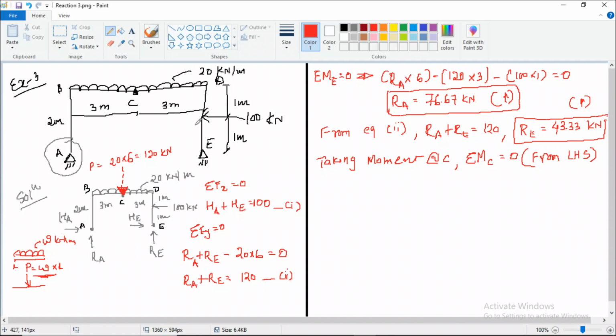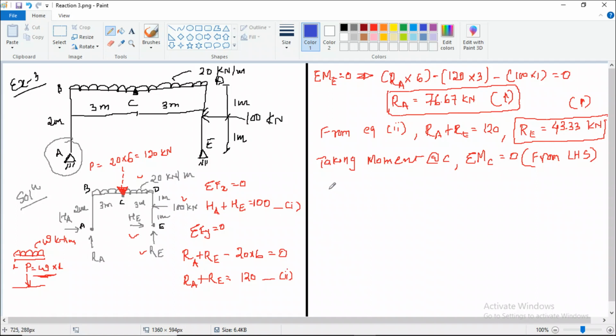So if you can see on the left hand side we have HA and RA and UDL, so three forces are on the left hand side, and on the right hand side we have HE, RE, 100 and UDL. So there are four forces on the right hand side. It doesn't matter whether you take moment from right hand side or left hand side, your final answer will remain the same, but just to make the things quicker, you need to select a side which has lesser forces. So let us write down the terms which are there on the left hand side only.